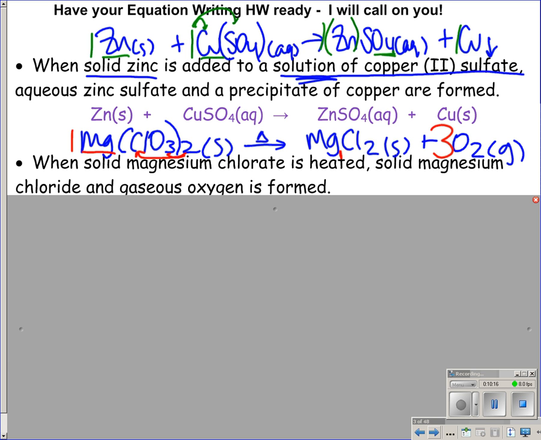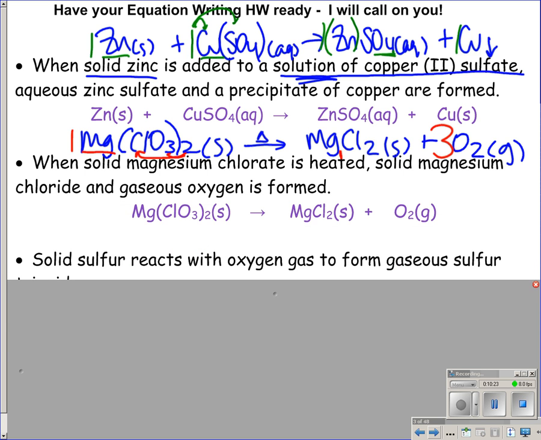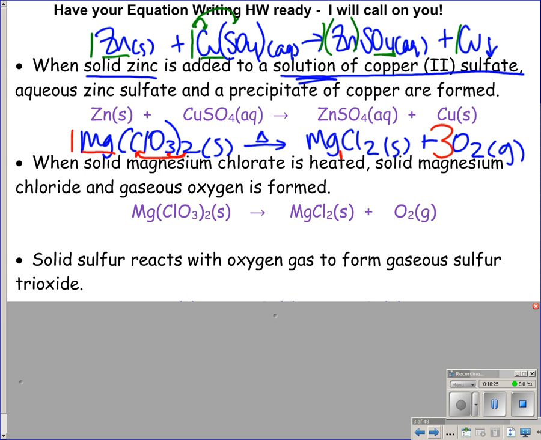Who's already learned this stuff before? Somewhat. Okay, awesome. About half of this. I'm going to go through a couple more examples.